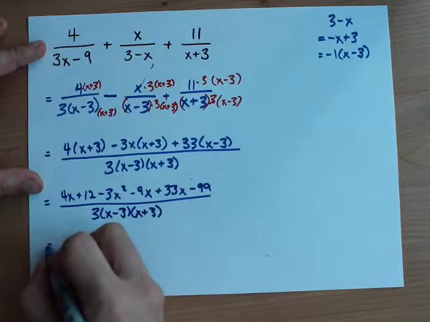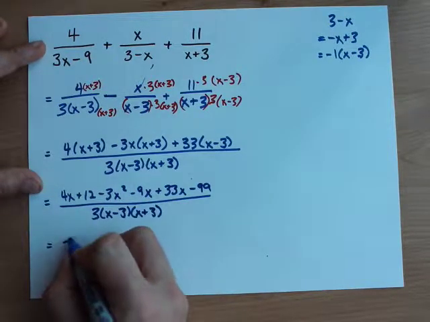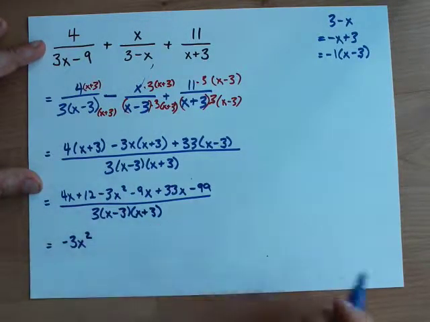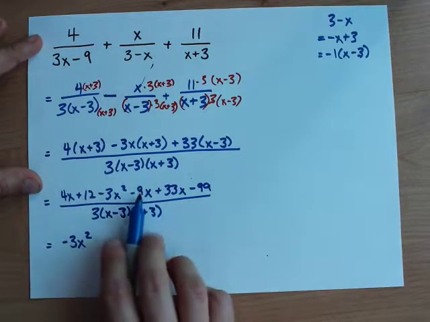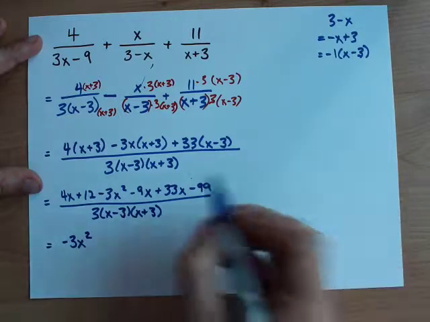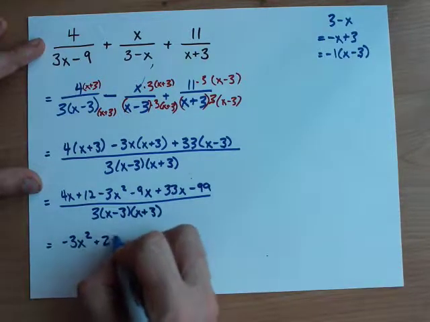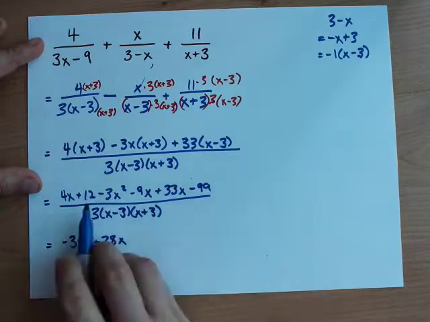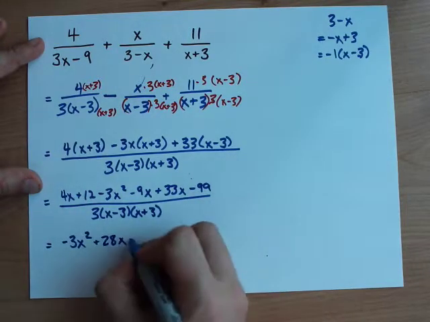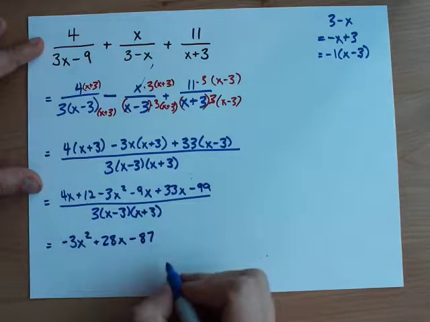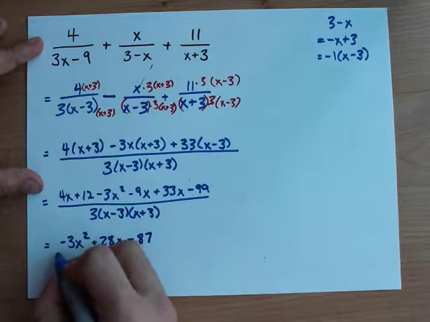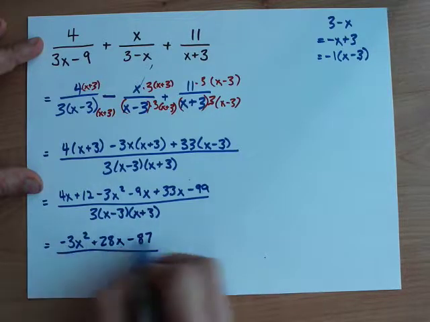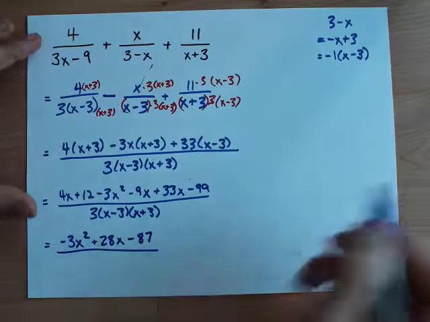Let's collect like terms. I only have one thing with x squared in it. That's negative 3x squared. 4x minus 9x is negative 5x. Plus 33x is plus 28x. And I have 12 minus 99, which gives me negative 87. I don't think that's going to factor. I can't think of two numbers that multiply to, what, 261 and add to 28?